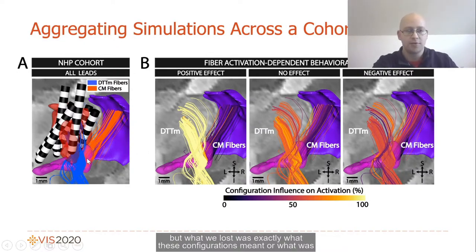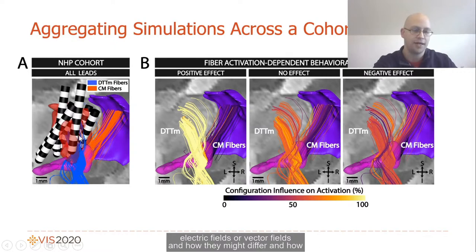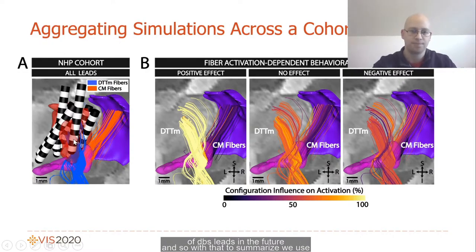But what we lost was exactly what these configurations meant, or what was common amongst all of these configurations together. And that middle step limits us from guiding new lead placements. What would be really useful here is to visualize the unique vector fields generated by each stimulation configuration, and also to visualize the average or combined electric fields or vector fields and how they might differ, and how they're both unique and similar, to guide new placements of DBS leads in the future.